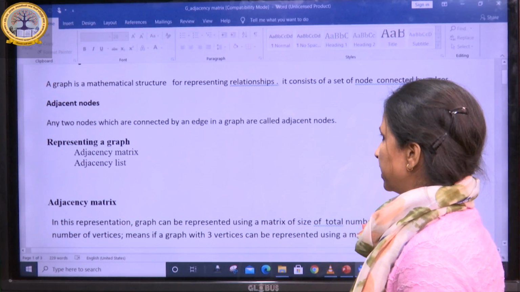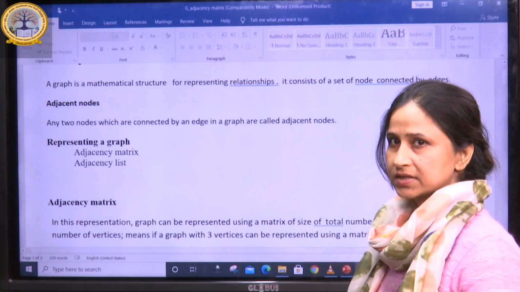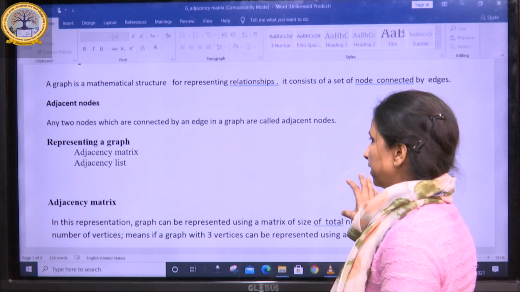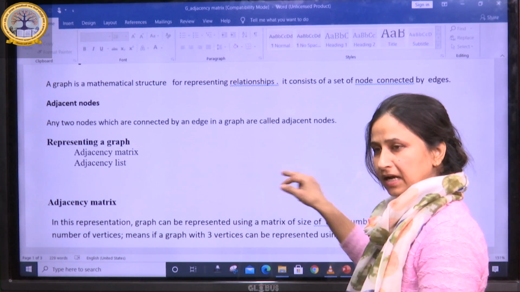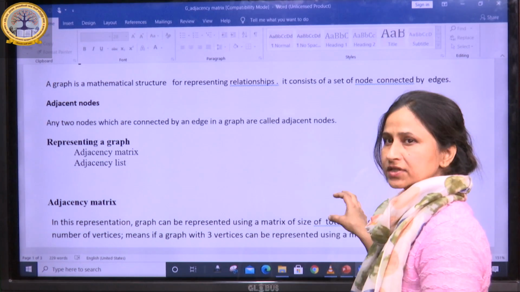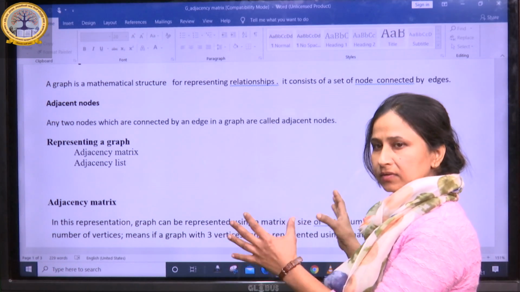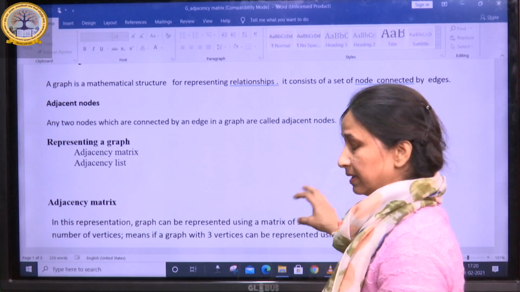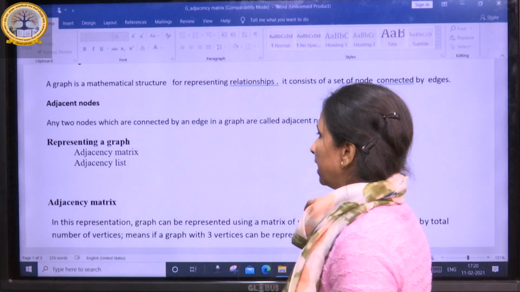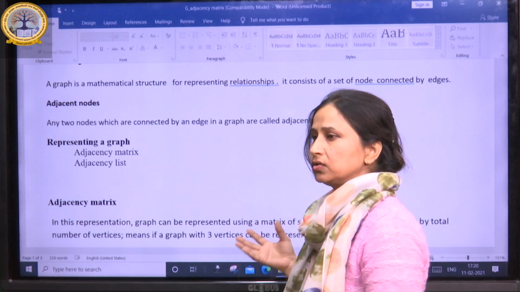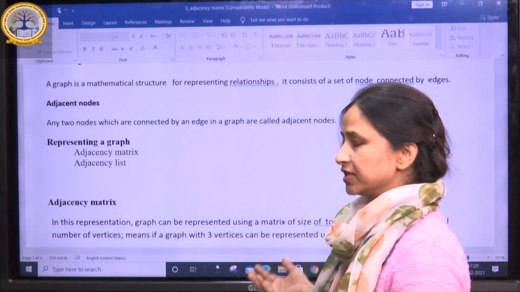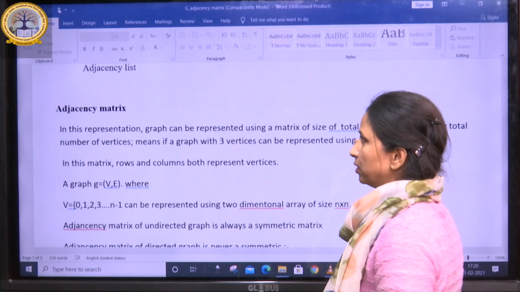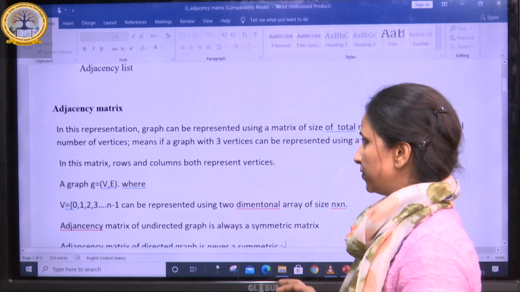Any two nodes which are connected by an edge in a graph are called adjacent nodes. Suppose we have two nodes and these two nodes are connected by a line; this line connecting the two nodes makes them adjacent nodes. A graph can be represented through adjacency matrix, adjacency list and adjacency multilist. Today we are going to discuss adjacency matrix.